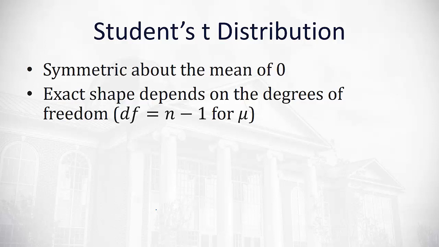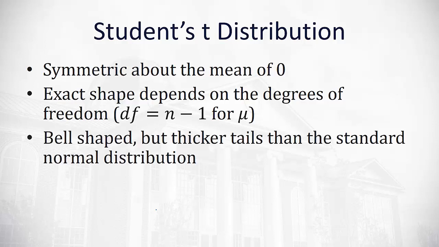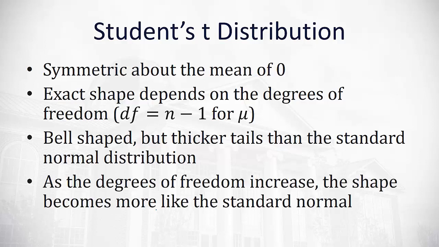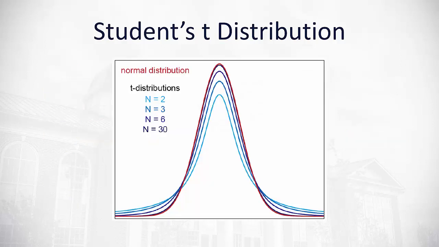When we're talking about estimating the mu, or the mean for the population, the degrees of freedom will always be one less than the sample size. The shape of the student's T-distribution is also bell-shaped like the normal, but it has thicker tails than the standard normal distribution. However, as those degrees of freedom increase, the shape becomes more and more like the standard normal distribution. Here's what I mean by that.